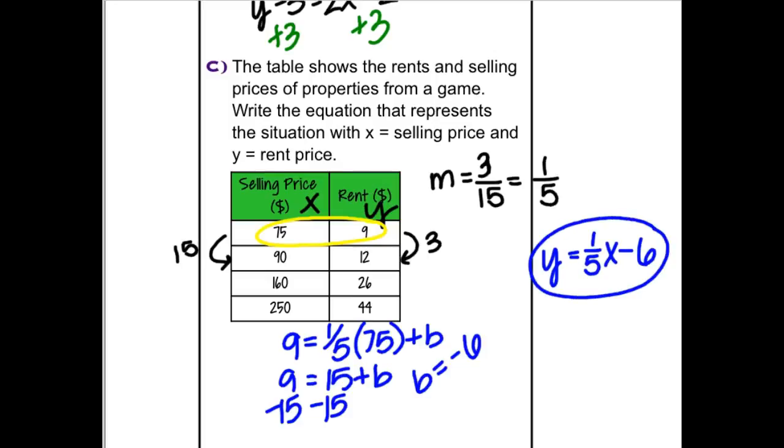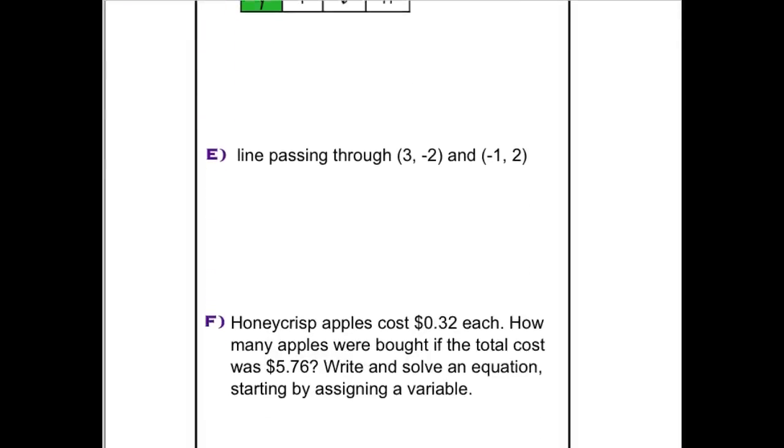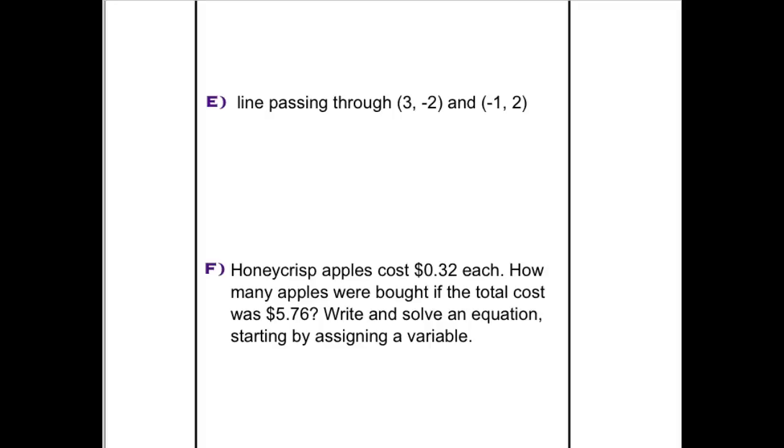So now, you're going to go ahead, and I've got 3 U-try problems for you. Here's your first one. We got a table. It is linear, so if you want to just find the slope between the first 2 points, that is up to you. You got a line with 2 points given. And then we got a good old Honeycrisp apples problem. I'll give you a hint here. There's a couple different ways you could write this equation.